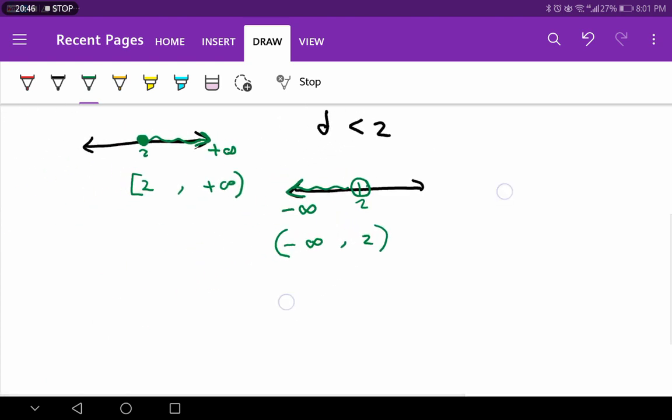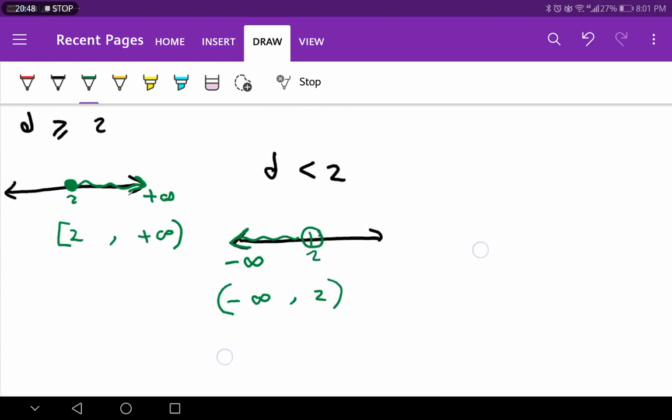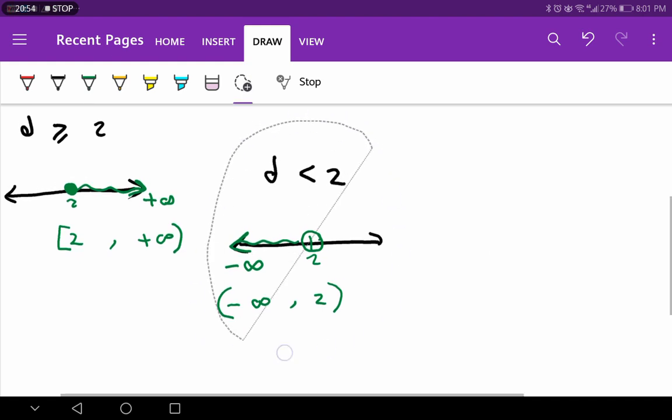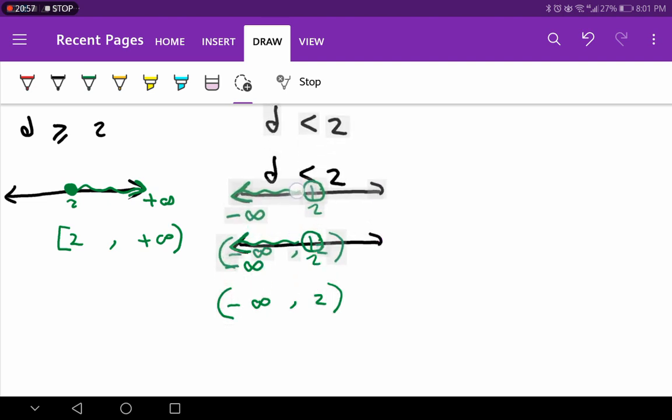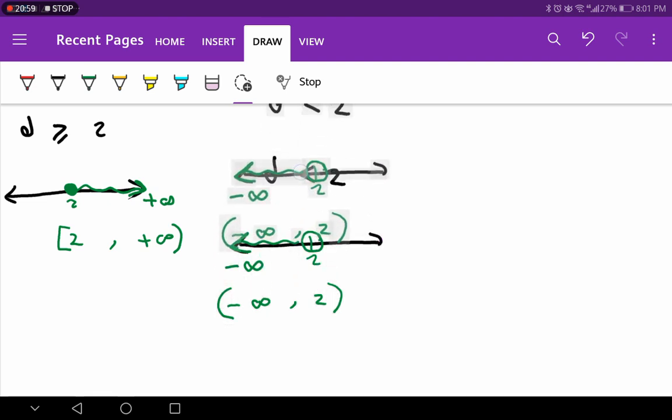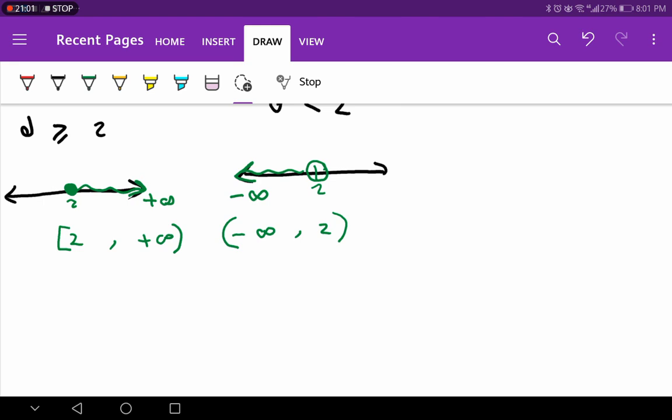Okay, now, oh my God, it is not at the same level. What do I have to do? I will push them up. Good. It's better like this. And don't forget to write the union, or. Or means this sign. Are you happy with that?